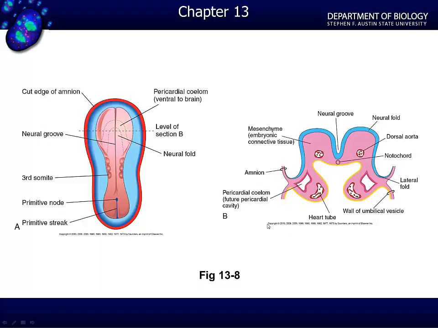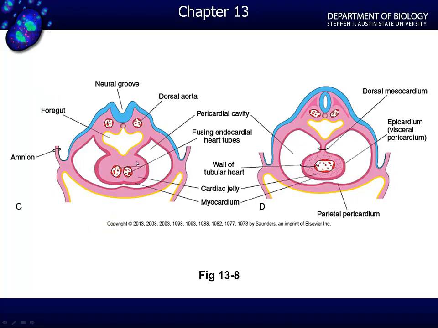Now, if we continue looking at this perspective, again, we're still looking downward, and as we look at this cross-sectional view, you can see now we have our endocardial heart tubes, these lateral tubes, but now the amnion is pushing those lateral folds closer and closer together. Here we have our developing foregut. A little bit closer, we're beginning to fuse our mesoderm together. Now we're going to begin to fuse these endocardial heart tubes together into our single tubular heart. We're still attached with our dorsal mesoderm. In this case, we call this the dorsal mesocardium.